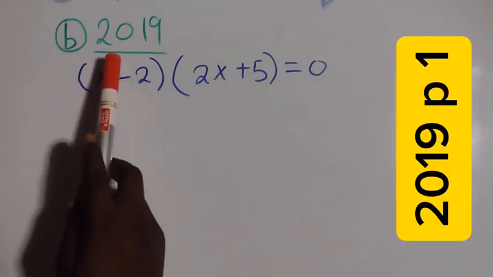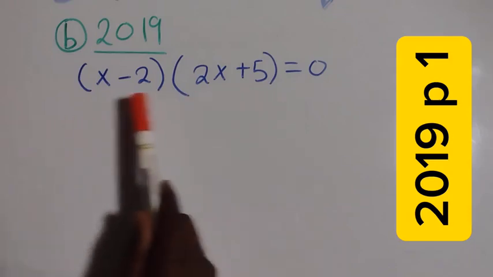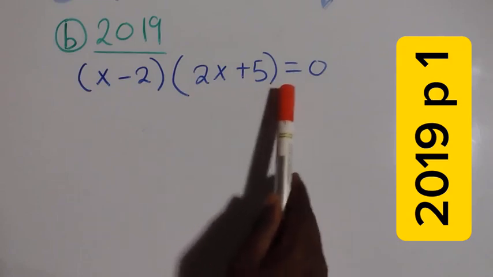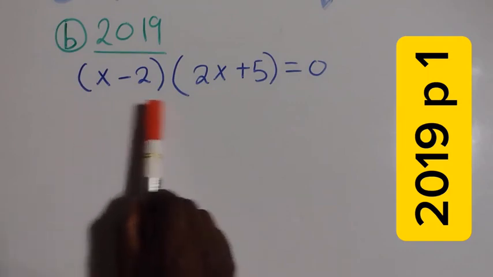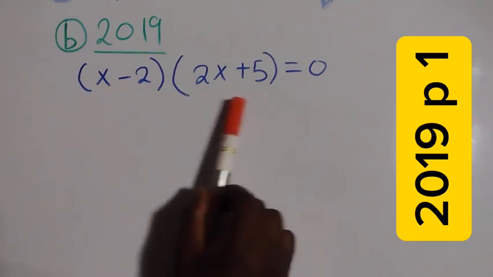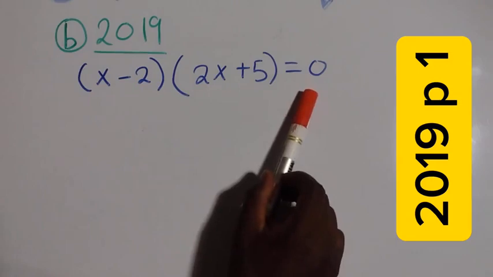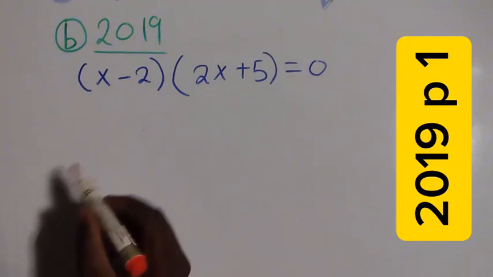This question came in 2019 mathematics paper 1 for internal candidates. We have x minus 2 in brackets, again 2x plus 5 in brackets, equal to 0. We need to look for the values of x. This one is very easy because you already have the expressions that are factorized. So you get x minus 2 and equate it to 0, and you get 2x plus 5 and equate it to 0.